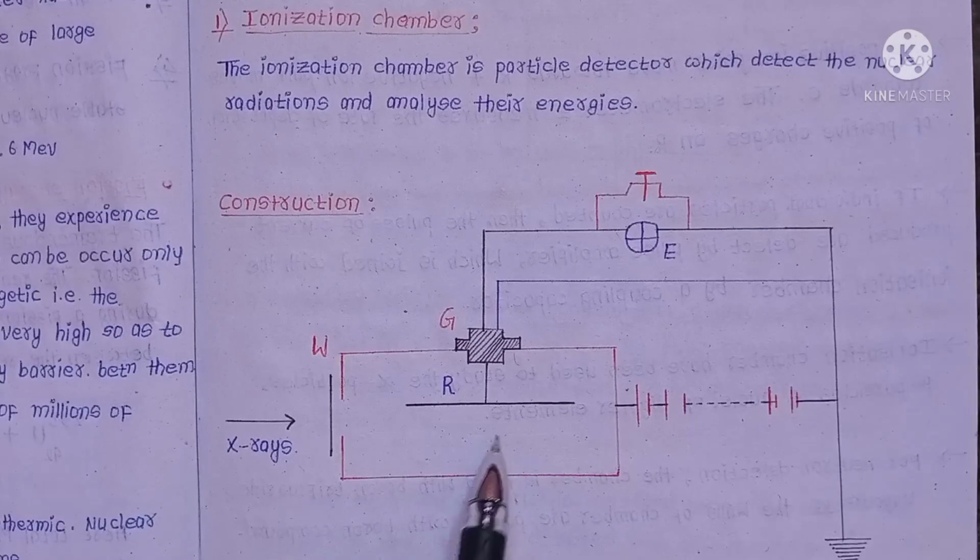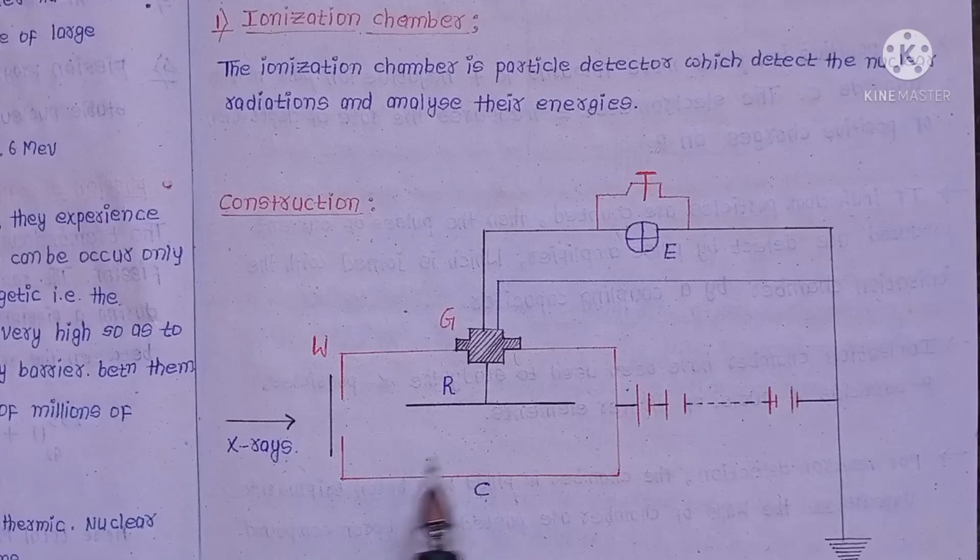But it is also used for the detection of neutrons by changing some of the conditions. Instead of sulfur dioxide or methyl bromide gases, we need to fill boron trifluoride gas inside this chamber, or we can paste a boron compound on the wall of this metallic cylinder. By changing this condition, we are able to detect neutrons also. So this is about the ionization chamber.